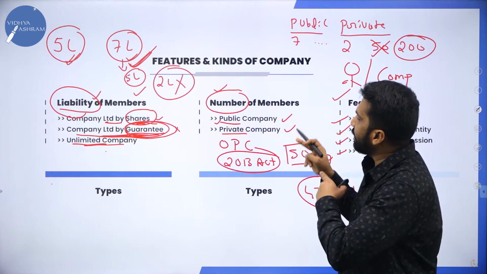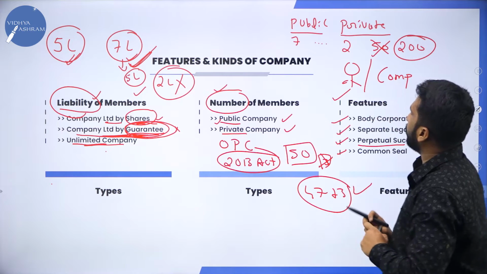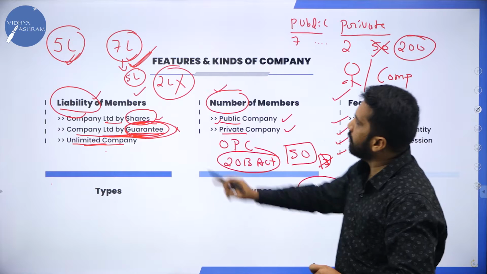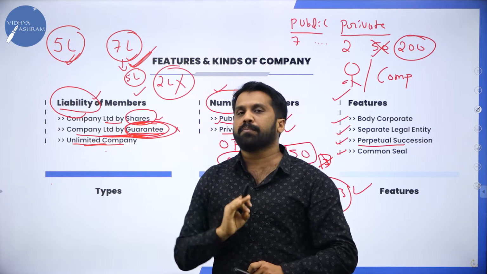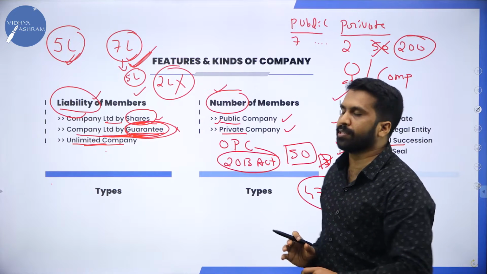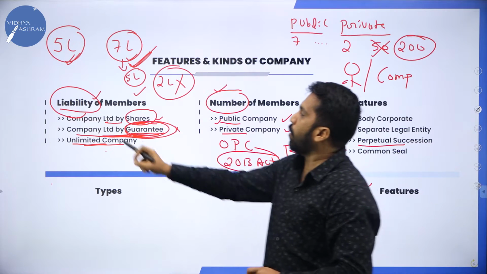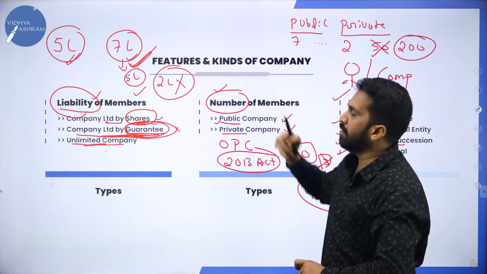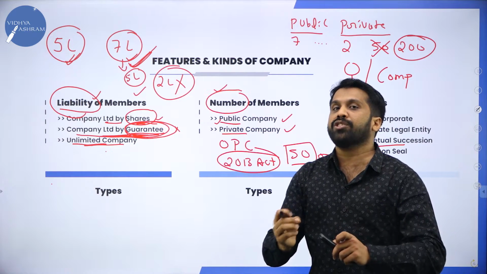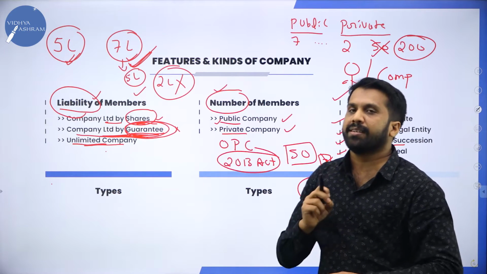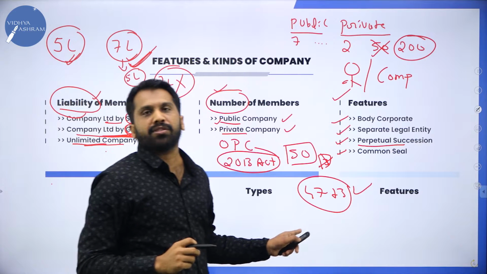In detail is not required. Remember, for your examination, you have to write features in points, types in points, again types also in points. You can take this one, or else you can take this one, but you have to mention on the basis of liability, on the basis of numbers. Explanation is not required in your examination, just points are required. Hope you understood.